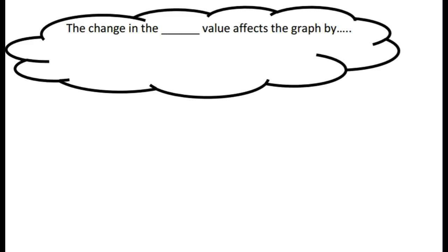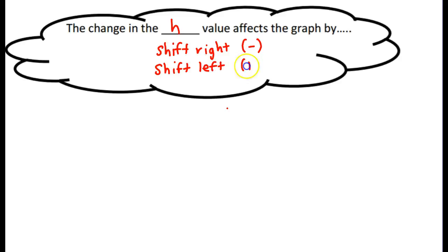So the change in the h value affects the graph by, if your h value inside the parentheses is negative, it's going to shift it to the right. So I'm going to put in parentheses that if it's negative, it'll shift it to the right. And if your h value inside of the parentheses is positive, it's actually going to shift it to the left.